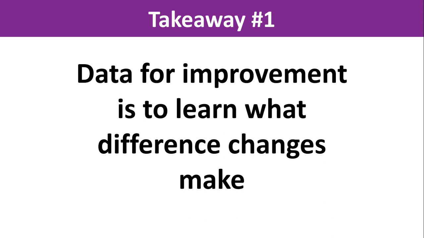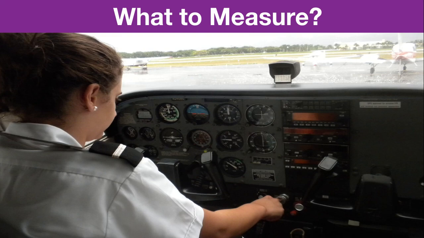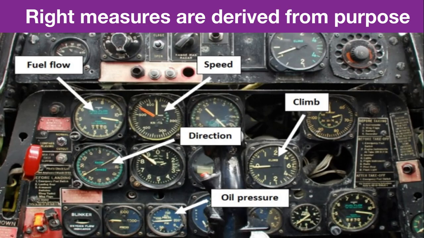So here's takeaway number 1, that data for improvement is to learn what difference changes make. It's therefore imperative that we measure the right things. So let's think about why a pilot might need data and what kind of data they might need. You can see that this is all pretty useful stuff. How fast the plane is flying, which direction it's heading in, how the oil pressure is doing, and so on. It's all linked to purpose, in this case to fly the passengers safely to their destinations.